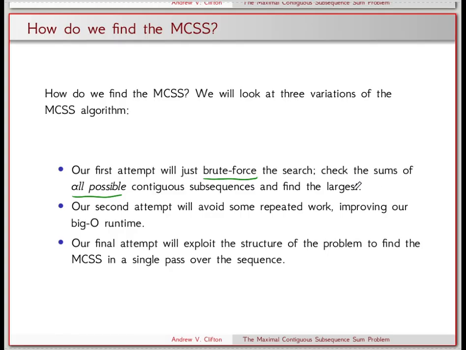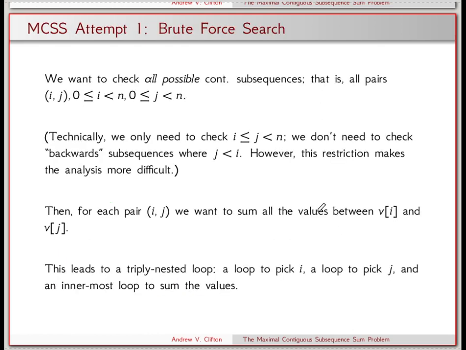So then our second attempt, we'll notice that we're repeating some work and we'll eliminate that. And then that will improve our big O. And then our last one, we will dramatically overhaul the way that we're approaching things here and make it so that we can do it in just one loop over the whole sequence there. But first, let's just start by doing the dumb thing. We'll just check all possible subsequences.